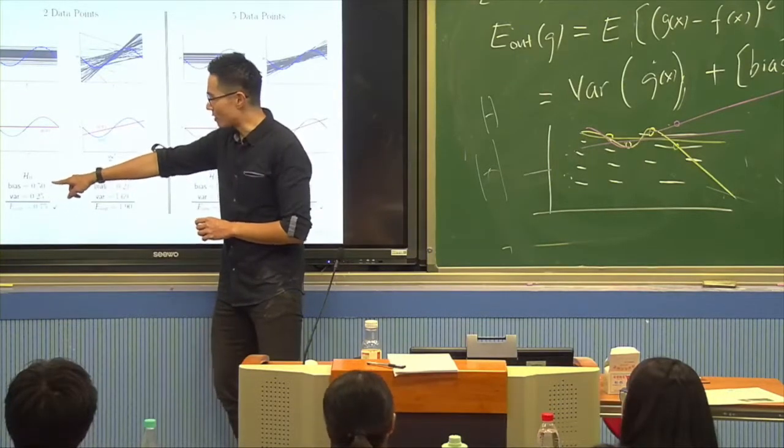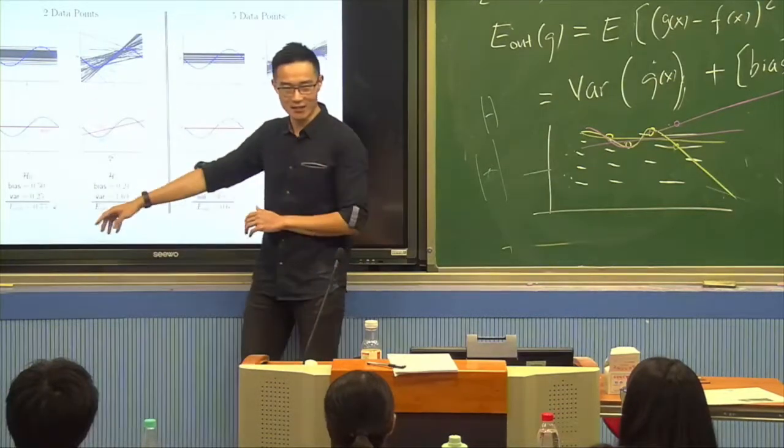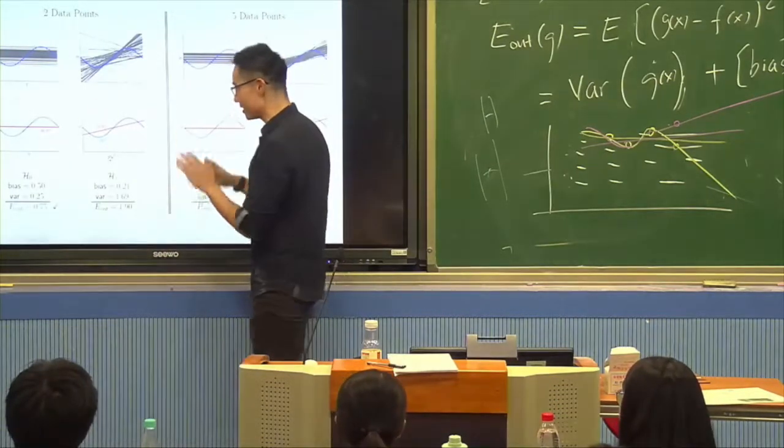It should be 0.25 plus 0.5 squared. Well, actually here the bias is bias squared, all right? So let me just clarify that, right? If you're paying attention to detail, that's very good of you.